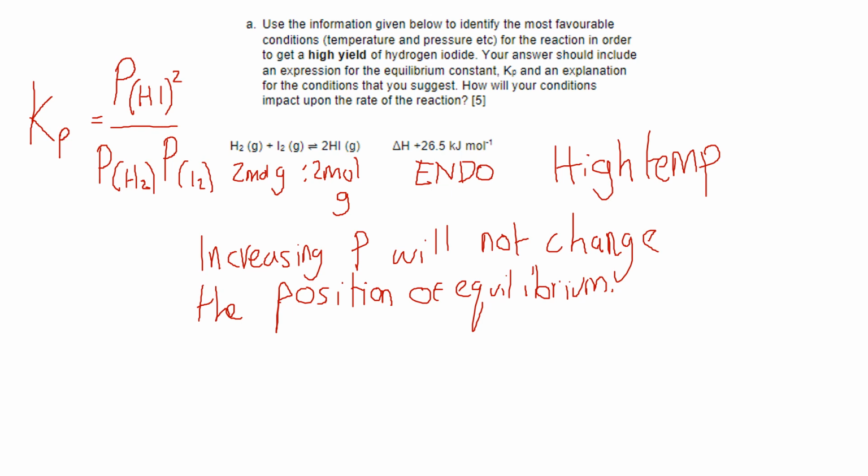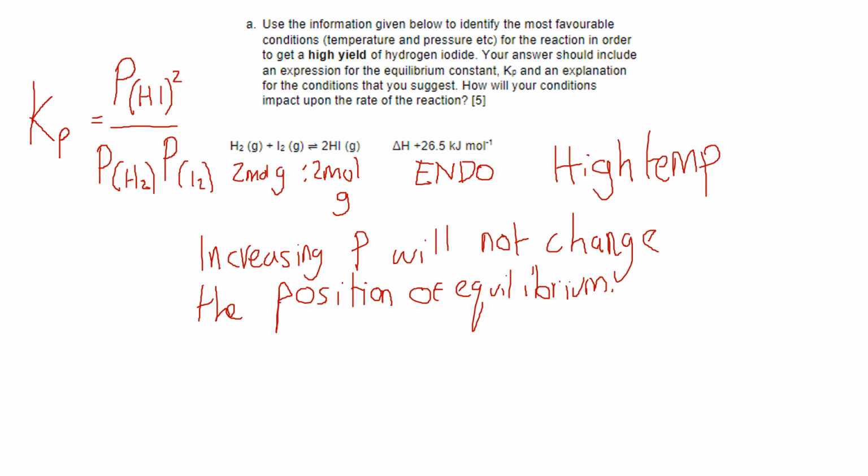So the question then also says, how will your conditions impact upon the rate of the reaction? So we've said it's endothermic, so we're going to use a high temperature. Well, if you use a high temperature, that will make the reaction go faster. Now, whilst increasing pressure would not change the position of equilibrium, if we do increase the pressure, it will make the reaction faster. Same with a catalyst.